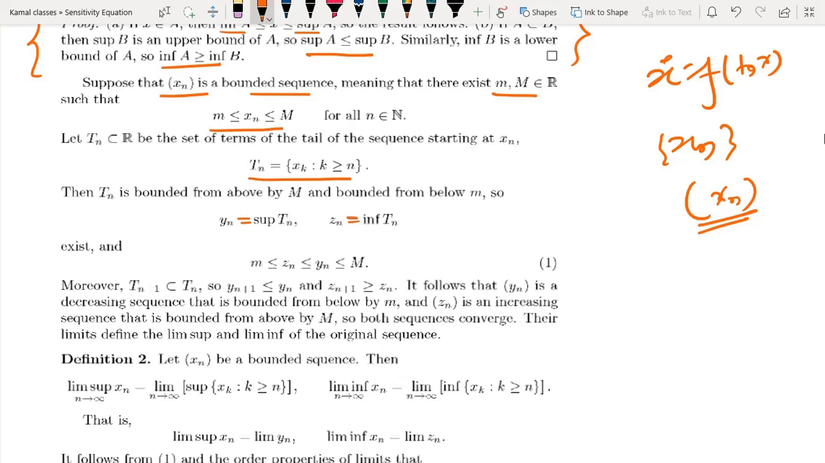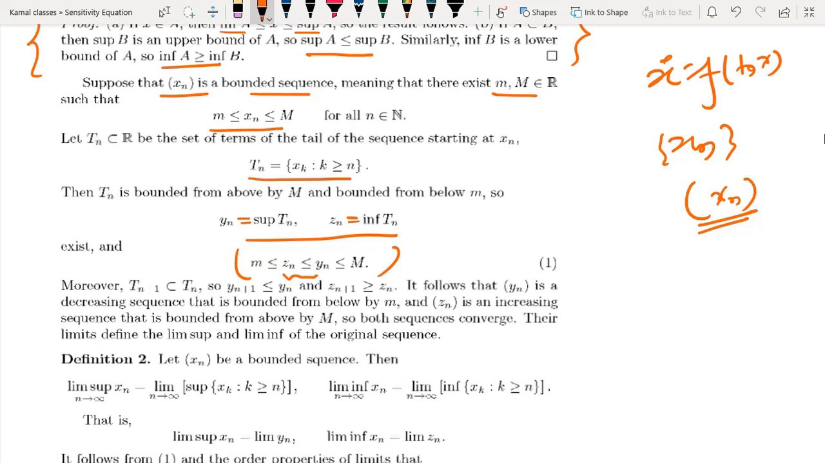It is possible to show that Z_n is going to lie between these two bounds, minus M and M. Since I have a supremum and an infimum, it is possible to tell that the infimum is always less than or equal to the supremum. Anyone has confusion? And I know that this sequence is bounded between minus M and M. Due to that reason this relation is obvious.